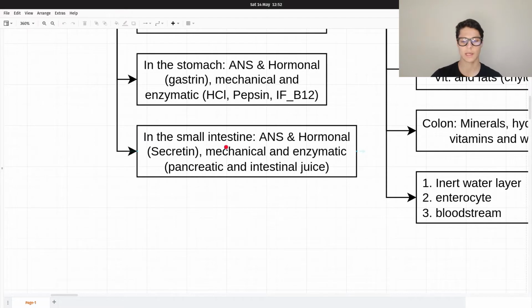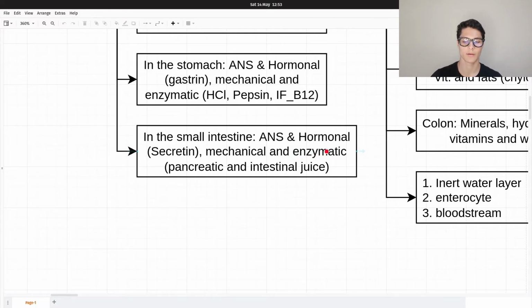In the small intestine, we have, again, hormonal and autonomic nervous system regulation. In this case, the secretin is the main one. Here as well we have other hormones, but gastrin is most important in the stomach, and in the small intestine we have the secretin. We have the mechanical and enzymatic digestion here again. Mechanical because we have the peristalsis that will pump the chyme to continue its pathway through our digestive system.